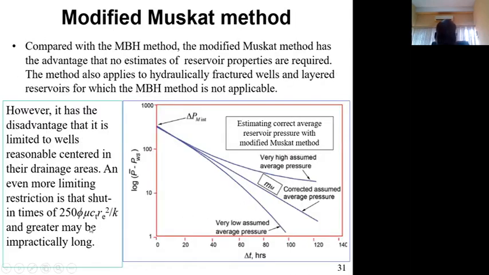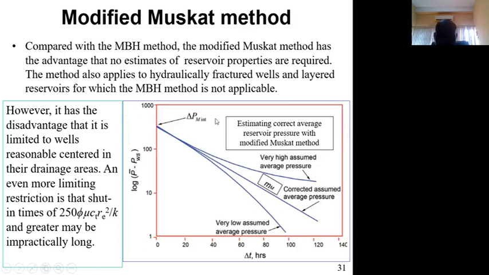I will demonstrate that. One advantage of using the Muskat method is that it can be applied to hydraulically fractured wells and layered reservoirs for which the MDH method is not applicable. However, it's limited to reservoir drainage areas for which you have the wells at the center. And more so, of course, it requires that the well has been flown well beyond pseudo-steady state.